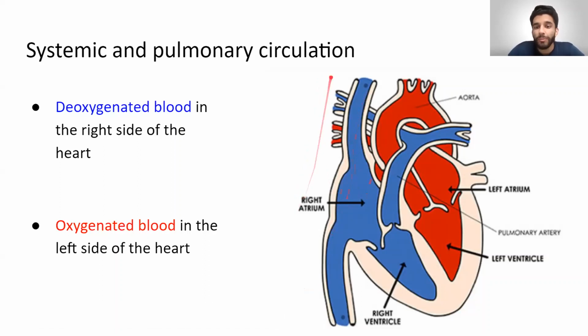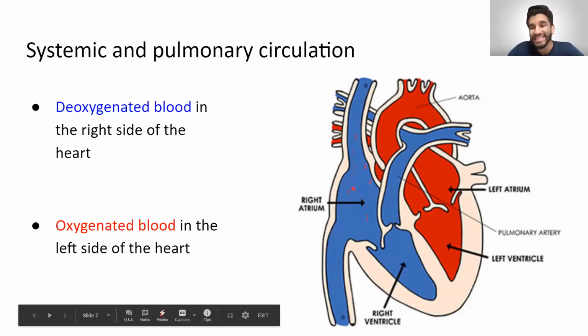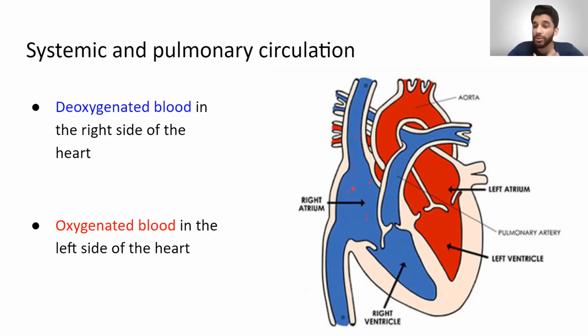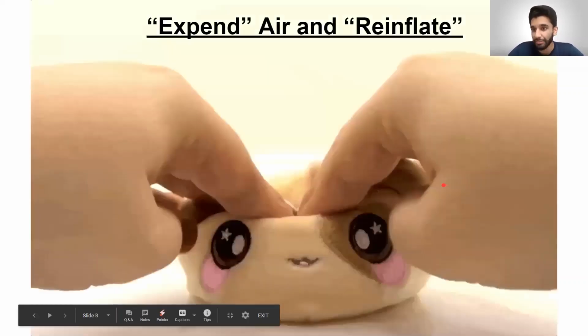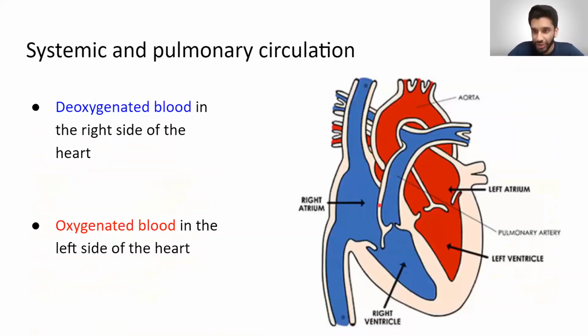So we need to understand that the blood that you see as blue is deoxygenated. It does not have oxygen. Oxygen has been used up by the body. And the blood that we see on the right that is very red is oxygenated blood. So this blood has oxygen in it.